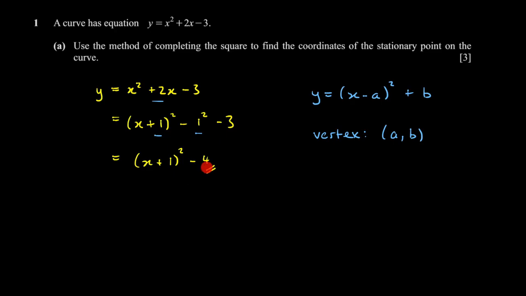So in this particular case, this is like x minus minus 1. So the stationary point, or the vertex, is going to have an x coordinate of negative 1 and a y coordinate of negative 4. Okay, so that's going to be the end of part A.